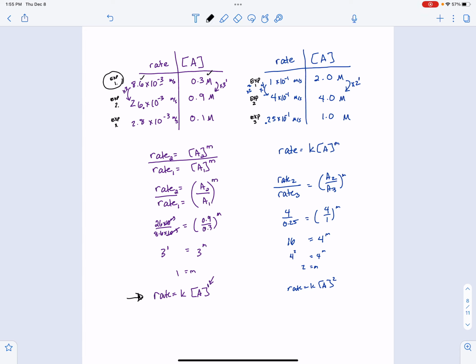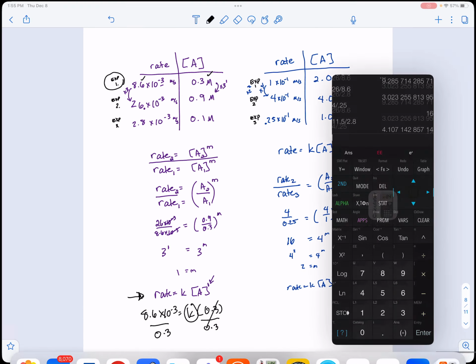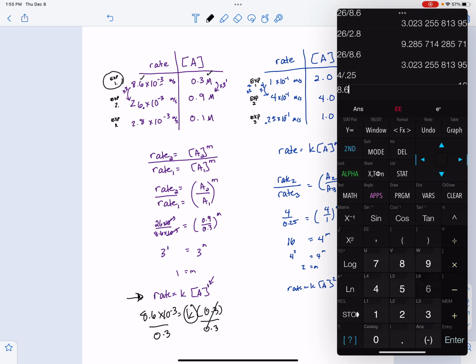All right, so we're just going to say rate is 8.6 times 10 to the minus 3, and I could have picked any experiment. I just happened to have picked this one, times 0.3, and that's raised to the 1, obviously. So I'm going to divide both sides by 0.3. And that cancels, so that'll be solving for K. And that gives me 8.6 e to the minus 3 divided by 0.3.